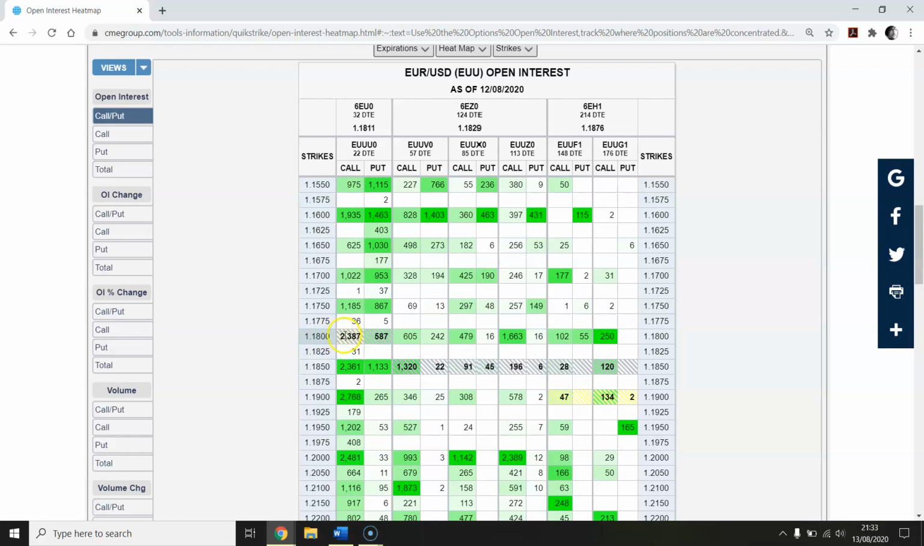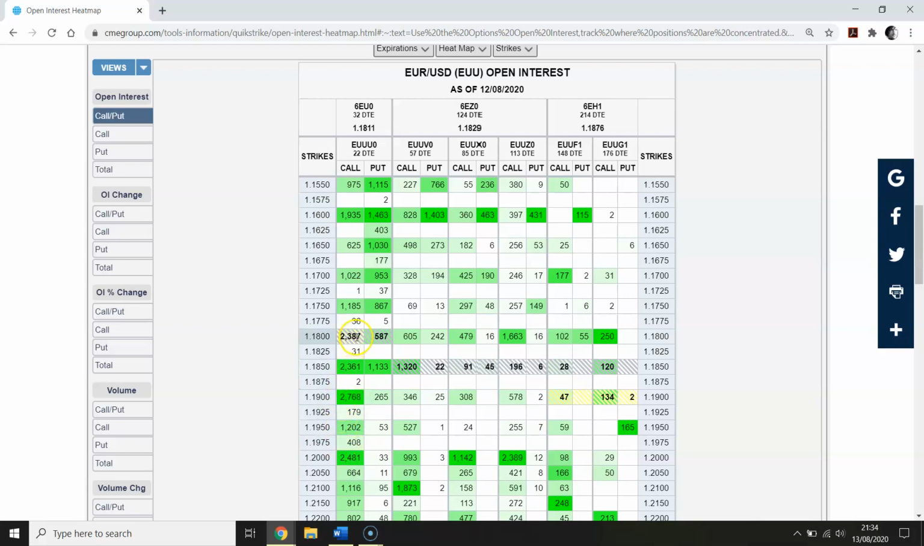2,387, and further down the line it actually diminishes. Selling, so puts, are pretty meager, pretty small. At 118.50, interest is pretty strong, about the same, 2,361, and it kind of diminishes in time. And for next month's expiries, 2,768 at 119, and it's almost as strong at 120.